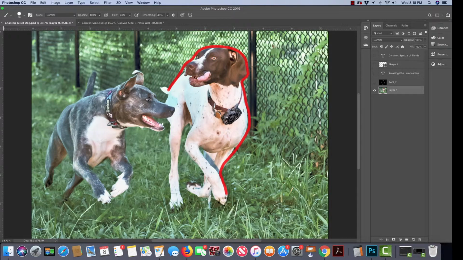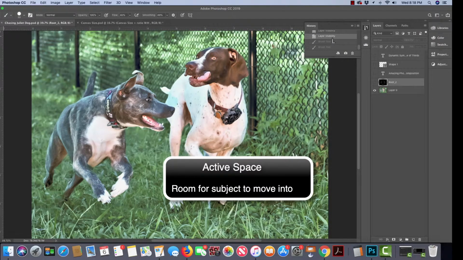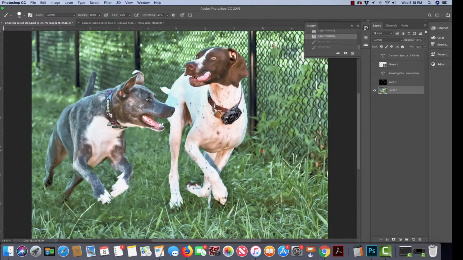As you can see, active space. This is the room around the subject, the room for the subject to move into. So the dogs are moving in this direction, and this is the active space, which was composed and left open so they can move into it.